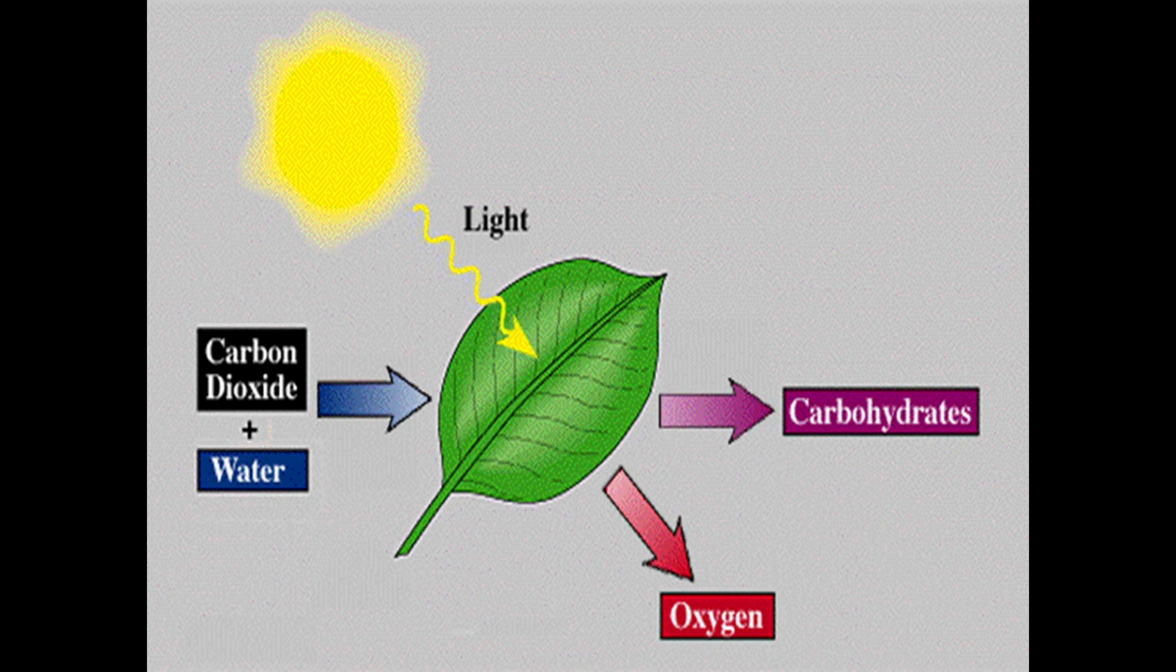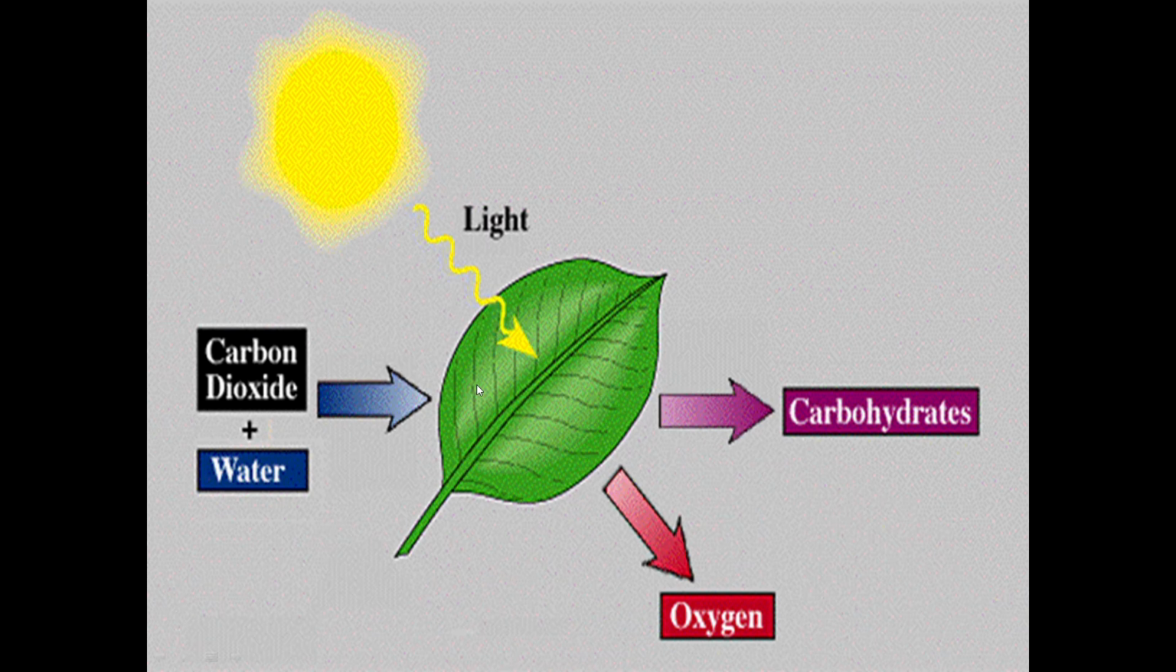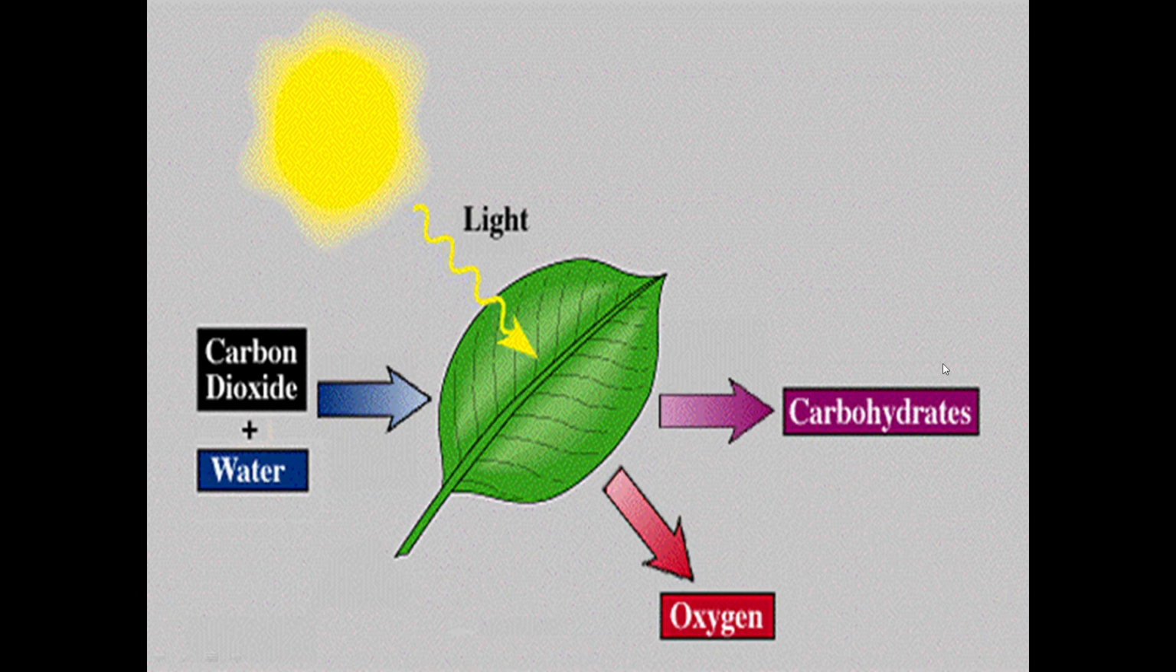Children, what you see on the screen is the process of photosynthesis we discussed 2-3 minutes back. For the process of photosynthesis in green plants, carbon dioxide is absorbed from the atmosphere, water is absorbed from the soil through the root system, then the chlorophyll in the green plant produces carbohydrates, that means glucose, and oxygen.